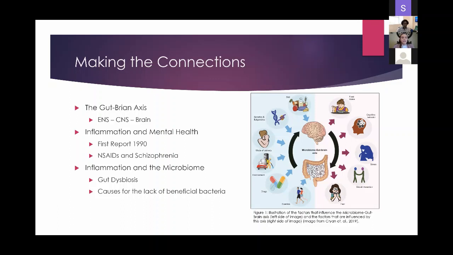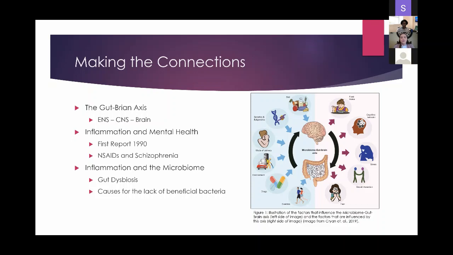So they even did a study about taking NSAIDs in addition to antipsychotics for schizophrenia. And they saw that the use of NSAIDs in addition to antipsychotics showed a reduction in symptoms more than antipsychotics alone did. So then you see the inflammation in the microbiome.